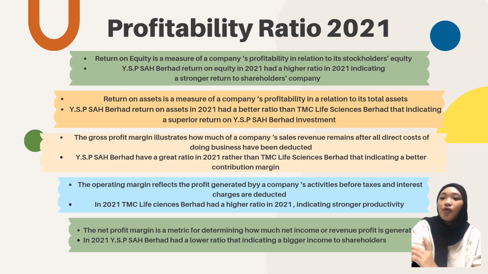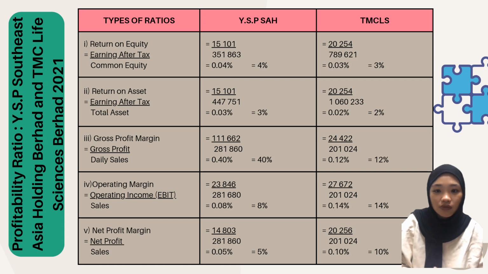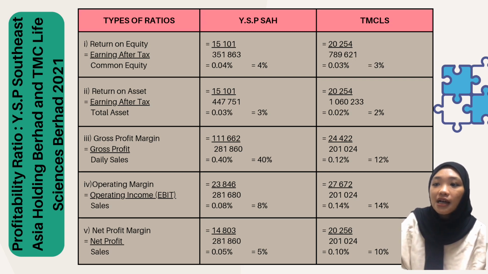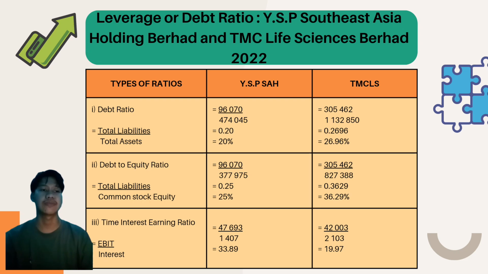In the comparative analysis for profitability ratio of the two companies, we can see here based on the graph, YSP BERHAD had a higher ratio in 2021, indicating a stronger return to shareholders. Second, for return on assets, we can see that YSP BERHAD had a better ratio than TMC Life Sciences BERHAD, indicating a superior return on investment. Next, times interest earned ratio, YSP Southeast Asia is better than TMC Life Sciences because the ratio indicates that the firm can meet the loan without risk of default.